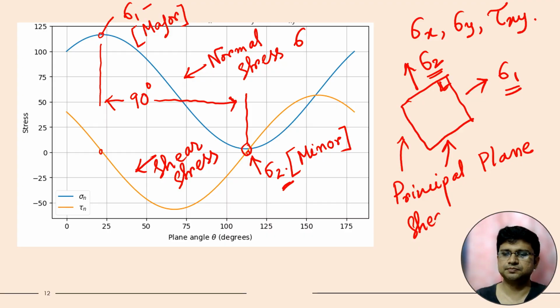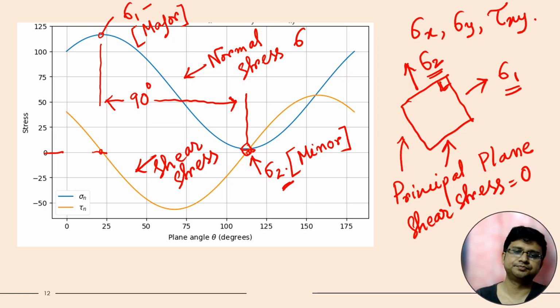Shear stress will be 0. Because here you can see that for these two points, the shear value is 0. So this is the case.